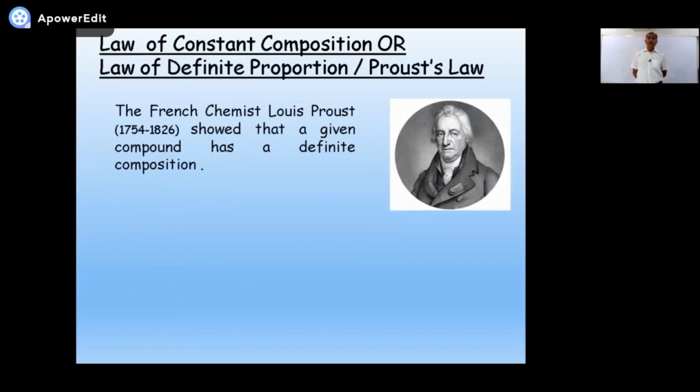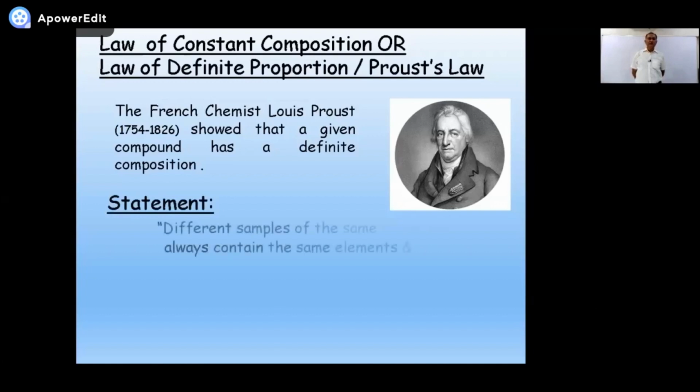And what is the ratio, the proportion of their atoms? 2 atoms of hydrogen and 1 atom of oxygen. This is the law of constant composition. It was given by Proust, the French chemist. According to him, a given compound has a definite composition.